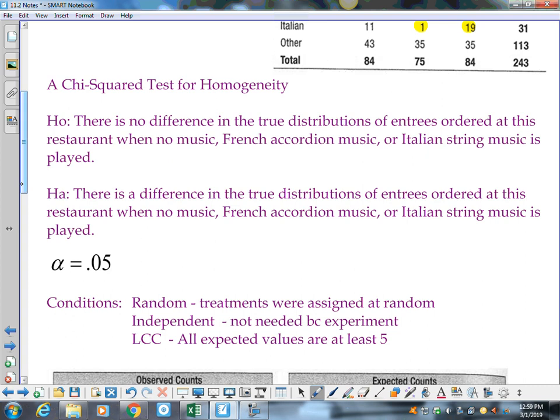Conditions, random. I did not randomly select people. These people came to this restaurant. I didn't tell them to come to this restaurant. What was the randomness?